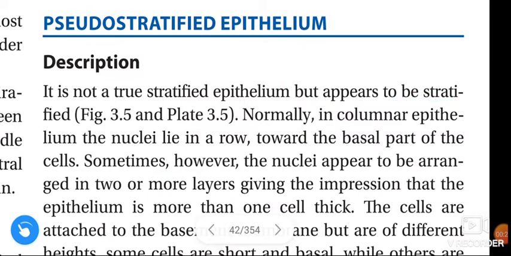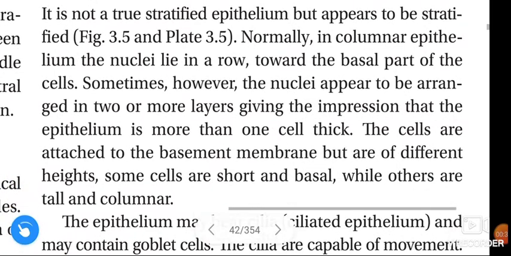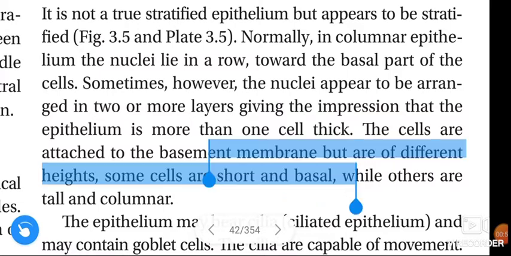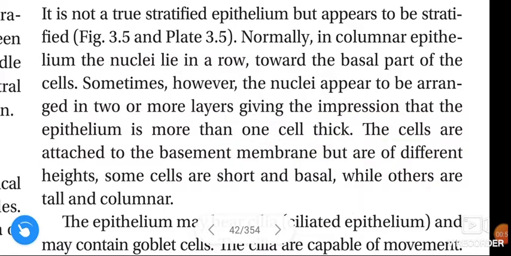Normally in columnar epithelium, the nuclei lie in a row toward the basal part of the cells. Sometimes, however, the nuclei appear to be arranged in two or more layers, giving the impression that the epithelium is more than one cell thick. The cells are attached to the basement membrane but are of different heights. Some cells are short and basal, some others are tall and columnar.